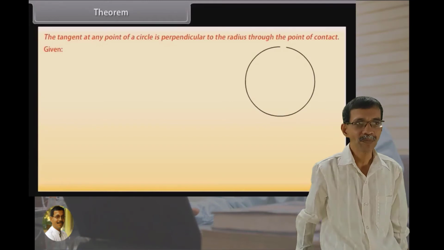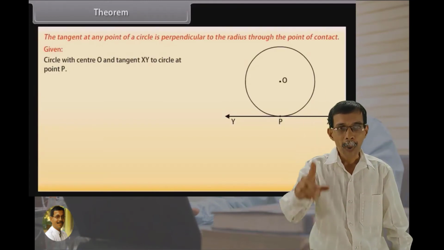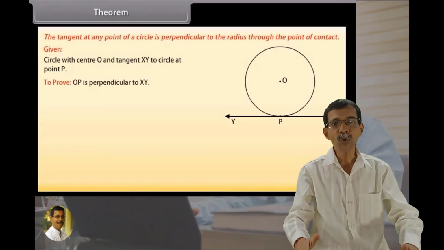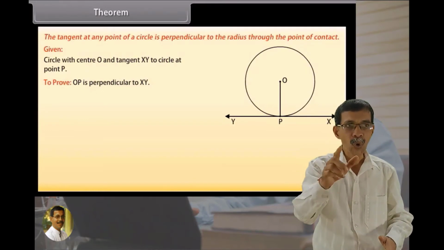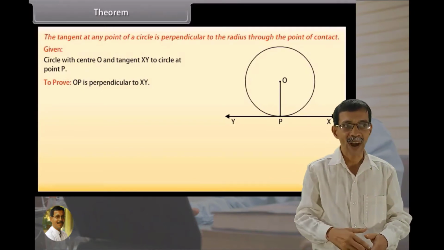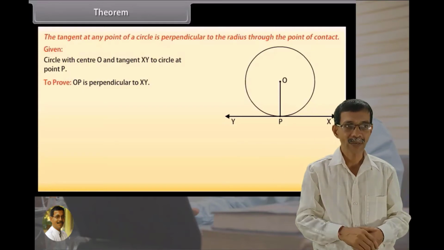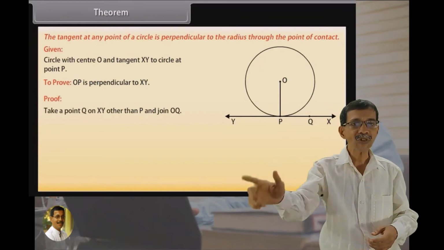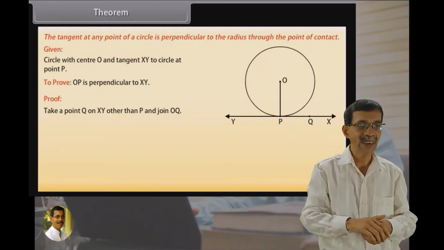As per this theorem, the tangent drawn at any point on a circle is perpendicular to the radius to the point of contact. Let us prove this. Given is a circle with center O and the tangent XY. We have to prove that OP is perpendicular to XY. For that, first you take a point Q which is outside the circle. If you take it inside the circle, then it will become a secant.